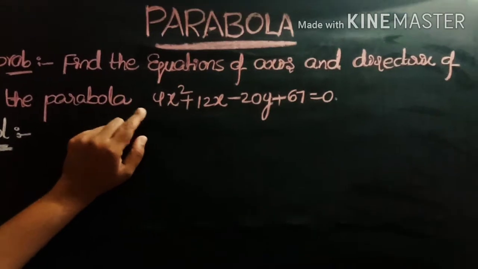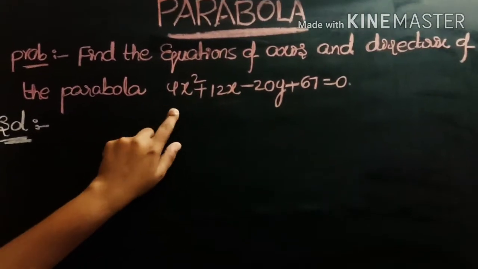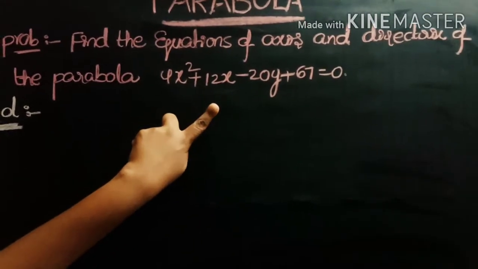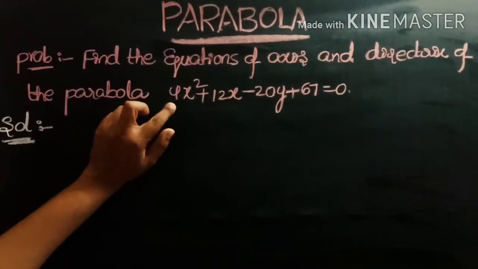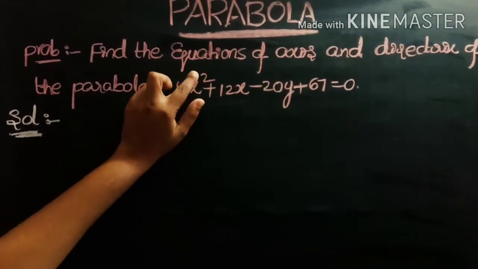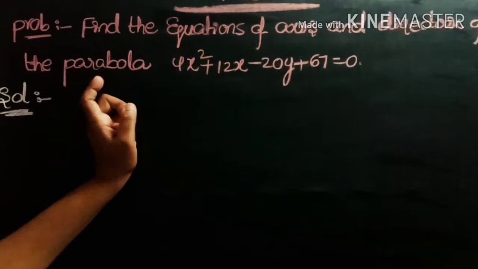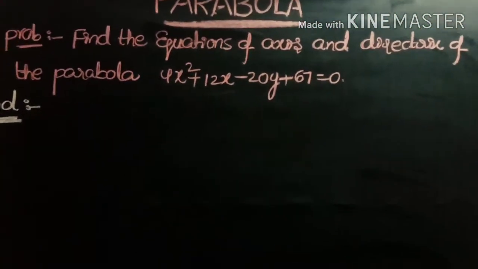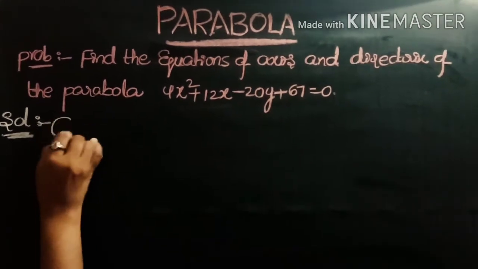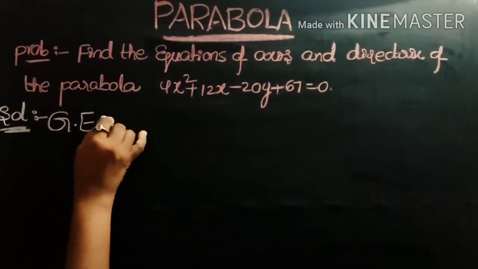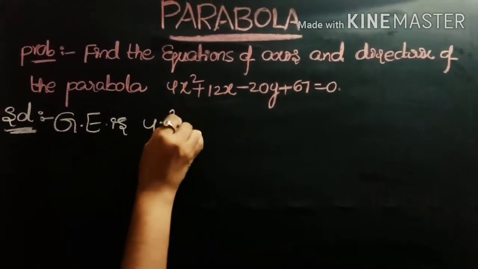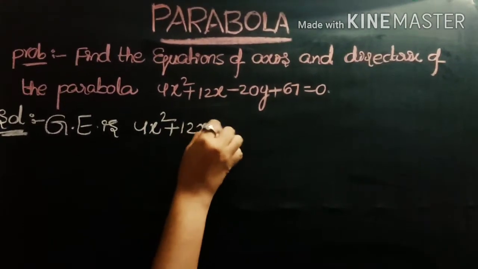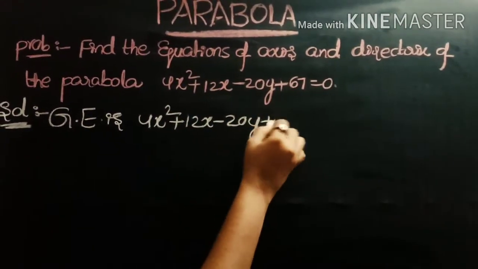The equations of axis and directrix of the parabola 4x square plus 12x minus 20y plus 67 is equal to 0. So the given question is, find the equations of axis and directrix of the parabola. We want the axis of the parabola and the directrix of the parabola. That is the given question. So first we write the given equation here. The given equation is 4x square plus 12x minus 20y plus 67 is equal to 0.